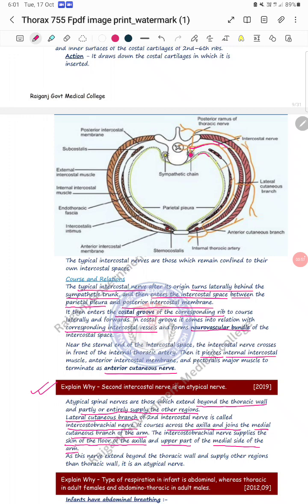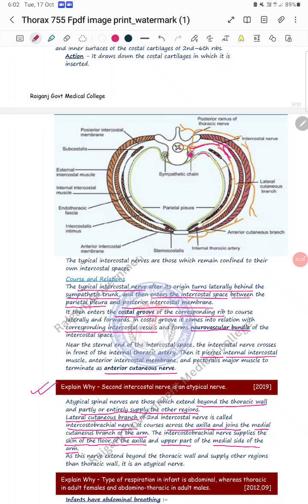Up to this way, behind the sympathetic trunk, and then it enters the intercostal space between the parietal pleura and the posterior intercostal membrane. Then it enters the costal groove of the corresponding rib to course laterally and forward.